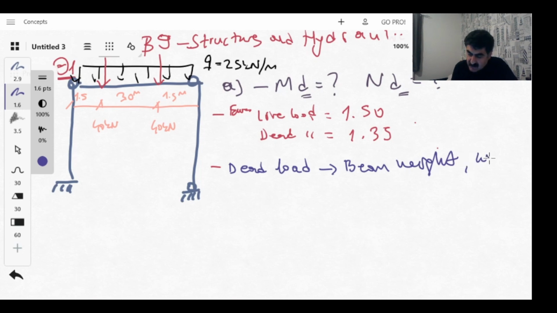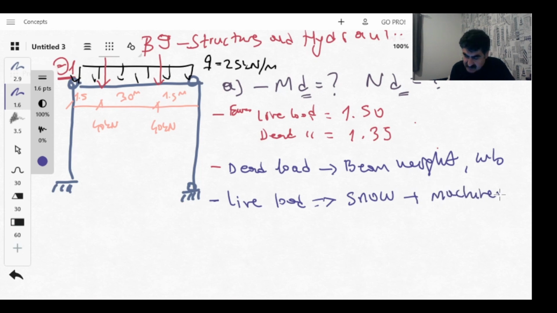So we can say WB, and as a live load, we don't have any other dead load. As a live load, let's say we have Q snow 25 kilonewton, plus point load machinery. Okay, so it looks like for the dead load we will use 1.35, and for the live load we will use 1.5. So we will use it.